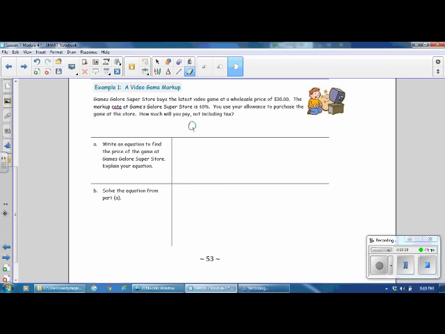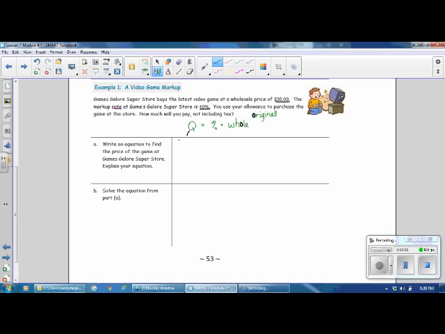So remember that we start out with the percent formula, that the quantity is represented by the percent times the whole. Remember that the whole represents the original cost. And a good way to remember that is the letter O in both of those words. So the original cost is $30. The percent is going to be the 100% that you pay for the item plus the 40% markup. And then the quantity is the selling price.